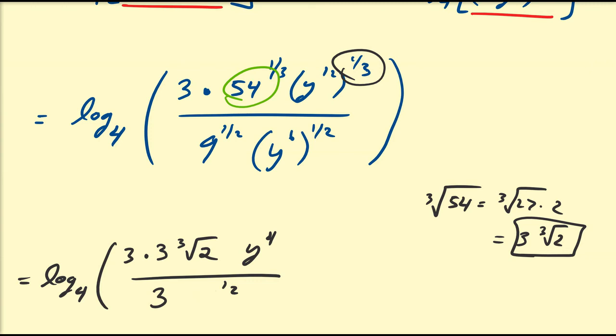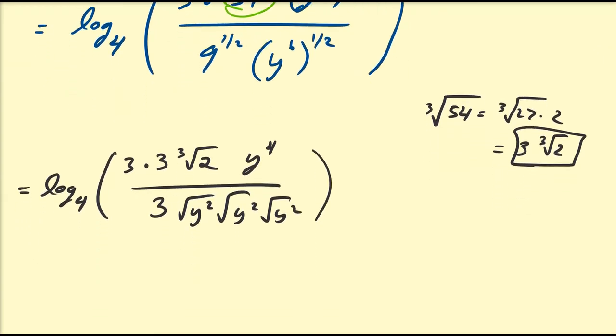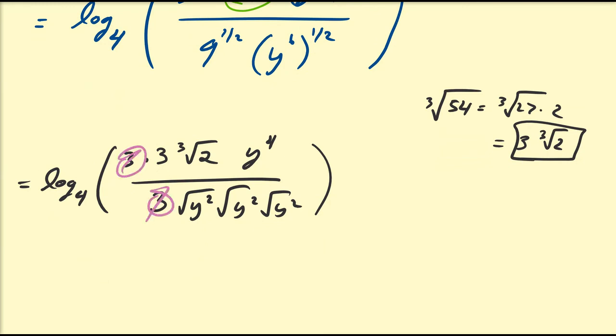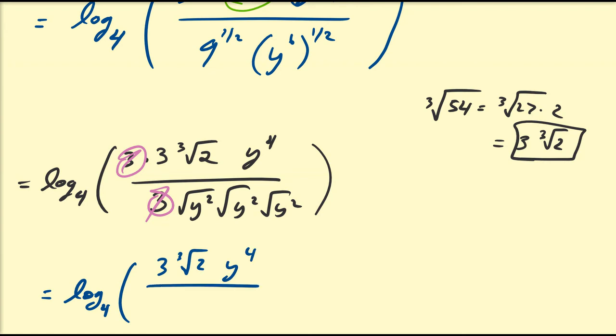Well, one way you can think about this term in the bottom is this is the same as the square root of y squared times the square root of y squared times the square root of y squared, right? Those are the same exact things, because 2 plus 2 plus 2 is going to be equal to 6. And you'll see why I'm going to do that in a moment. Firstly, we have those 3's cancel, which is nice. And then we're going to have the log base 4 of 3 cube roots of 2 y to the power of 4. Now, remember, the square root of y squared is going to be the absolute value of y, right? Because we don't know necessarily if y is positive or negative in this case.